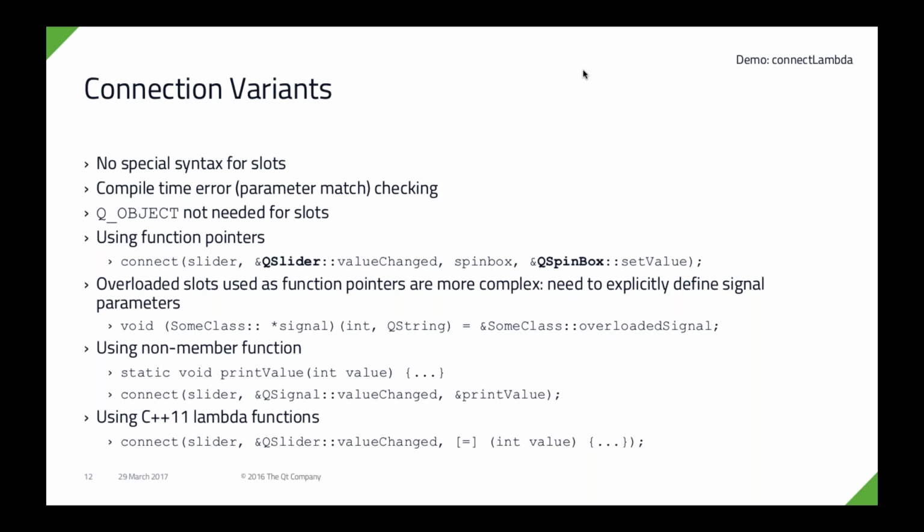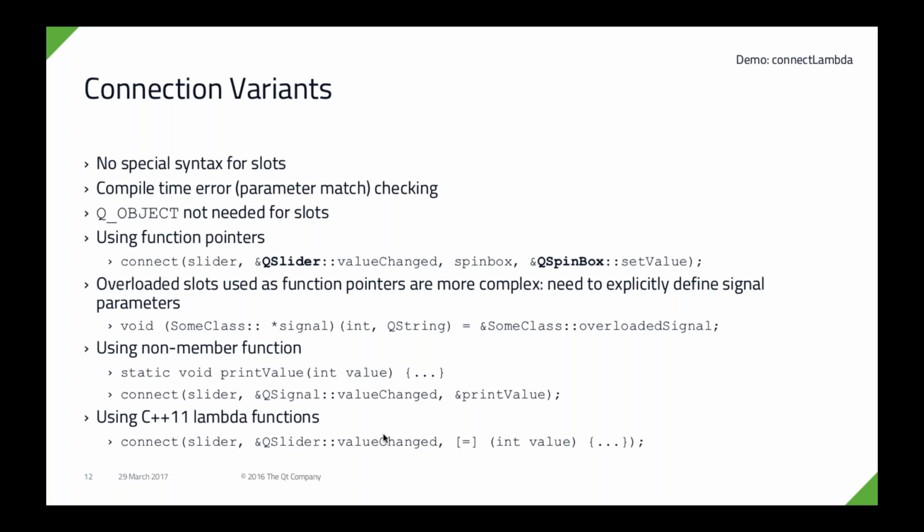Additionally, you can connect to non-member functions. So we have a print value. We can connect to that, to a non-member function. If we look at the static void print value function here, we can see we're just connecting to a static non-member function. We can do that with the function pointers as well, which we couldn't do with the earlier version.